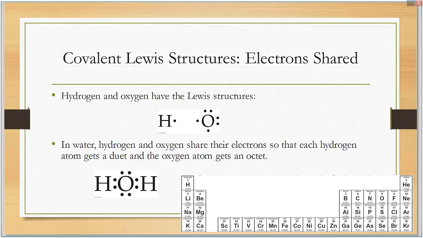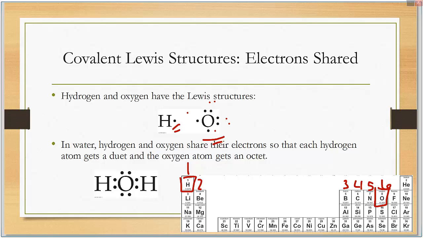Hydrogen and oxygen have the Lewis structures of the elements as, here's hydrogen. It's in the first row, so it has 1 electron. Oxygen is in the 6th row right here, so it has 6 electrons. Remember, go all the way around once, and then you go back and you pair up the electrons. And that's why we have 2 that are paired and 2 that are not.